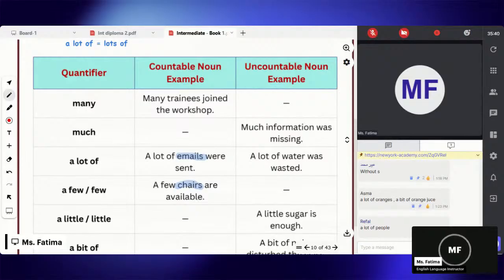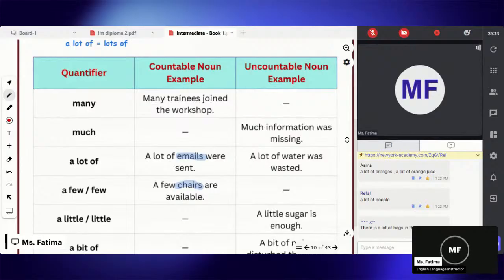More examples, please. A lot of people. Excellent. Please use it in a sentence. There's a lot of bags in the garage. Excellent. A lot of bags. What about many? What about much? What about a little or a few?